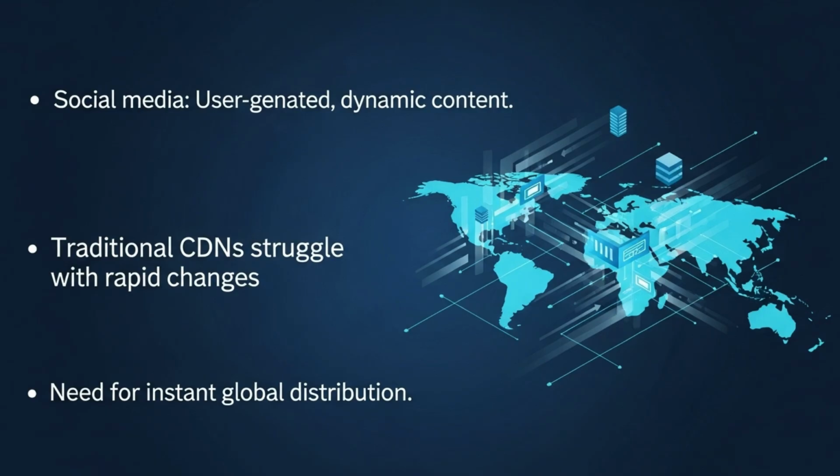Imagine a viral tweet that needs to reach millions worldwide within milliseconds, or a user's profile picture update needing to reflect instantly across all regions. This is where engineering around those limitations becomes crucial. We need systems that can handle content changing every second, ensuring that what users see is always the most current version, regardless of their location. This demands a more sophisticated approach than a basic CDN can offer.